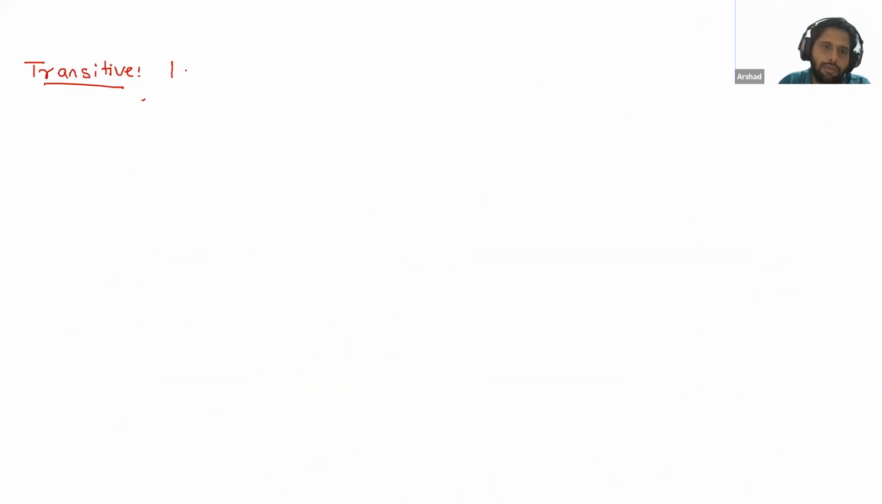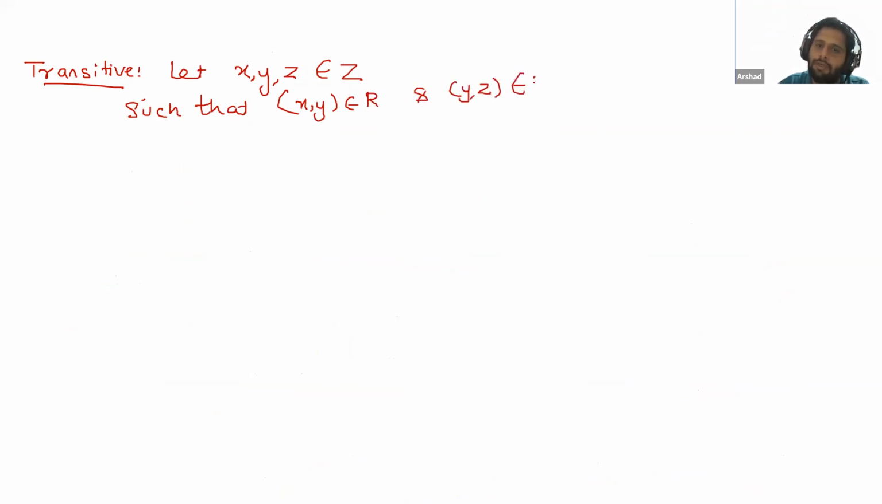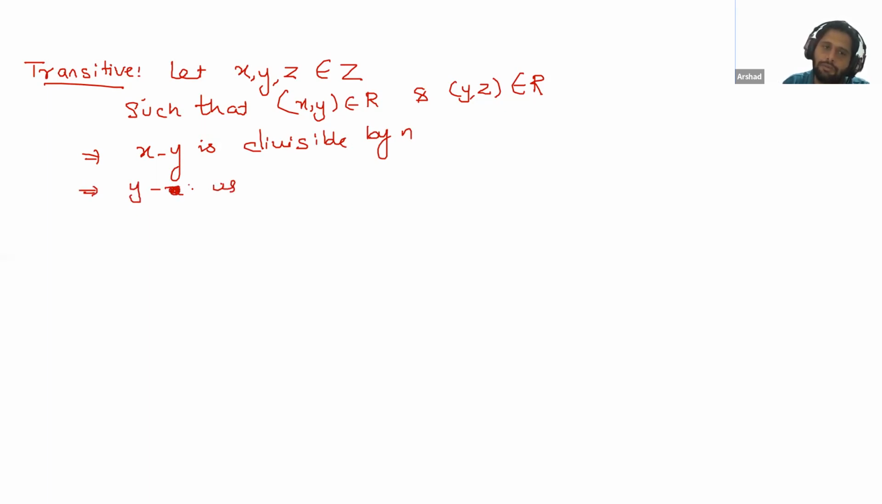Transitive. So what we do in transitive, we will assume three values. Let x, y, z belong to the integers Z, such that x comma y belongs to the relation R and y comma z belongs to the relation R. This small z is a number and capital Z is the set of integers. So what this means is x minus y is divisible by n, and y minus z is divisible by n.